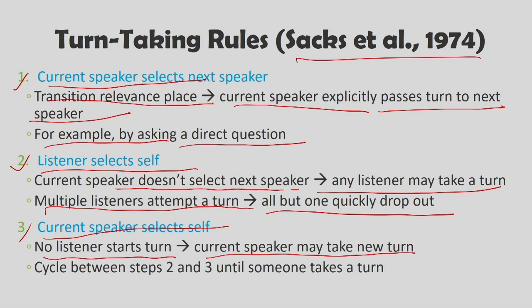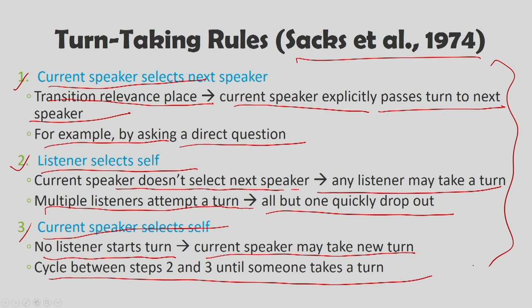Now, if the speaker chooses not to take a turn, the cycle from step 2 to 3 is repeated until someone takes a turn. And so, these are the basic turn-taking rules. Either the current speaker selects a new speaker, or a listener selects himself, saying that I will take the turn, and if nothing happens, then the current speaker selects self as the speaker, and if that does not happen, then steps 2 and 3 continue.